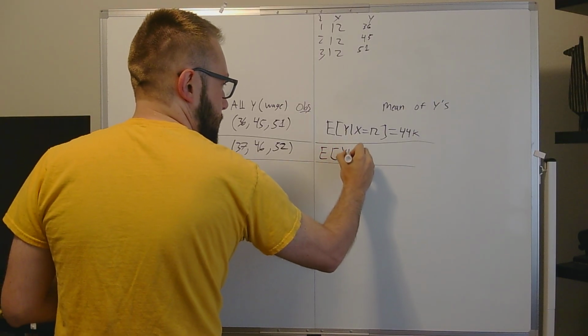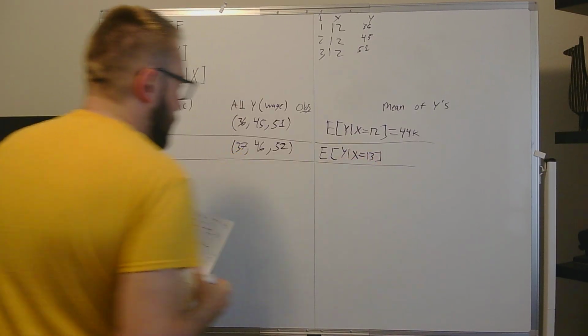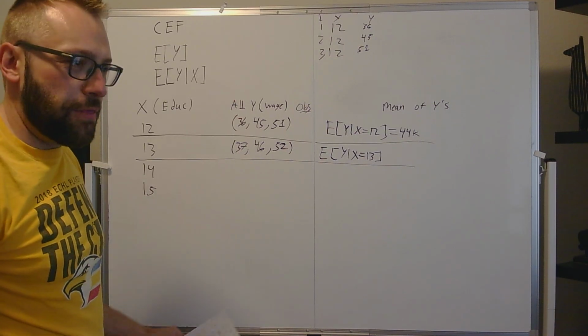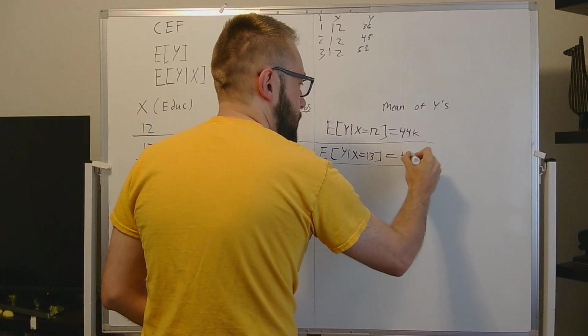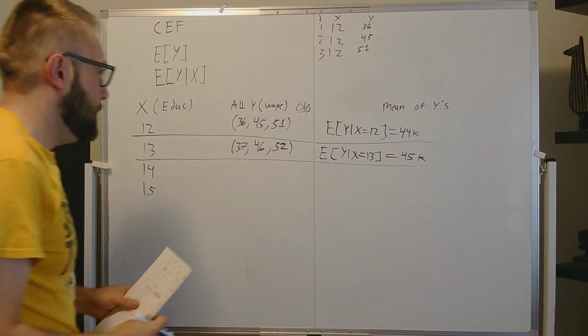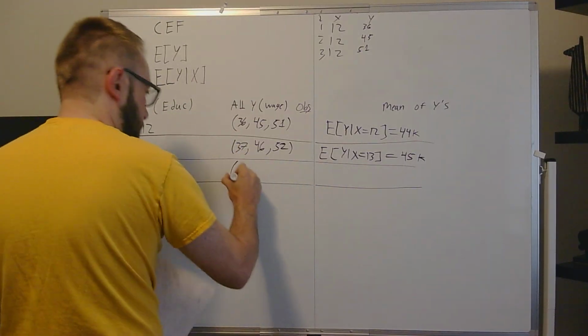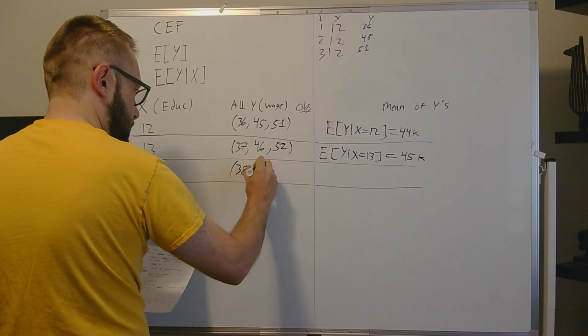This is going to be the expectation of y, given that x now equals 13. The same thing, nothing crazy here. We're just literally taking the average of all of those y observations. If you want to complete this, if you see how to do it, please do this on your own as well. Pause the video, that sort of thing.